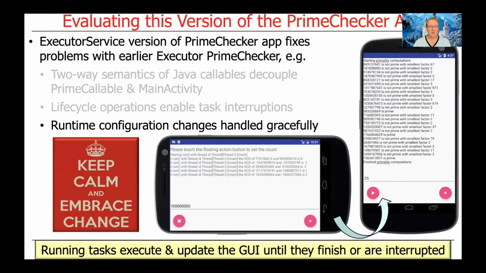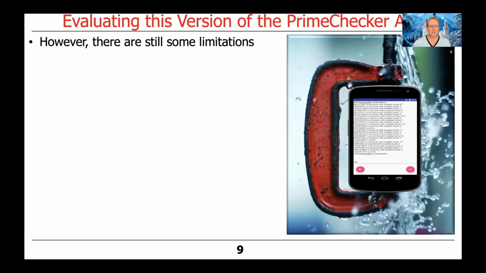As a consequence of all the things we just talked about, the runtime configuration changes are handled gracefully. And in fact, when you rotate the phone, all the computations continue to run in the background. And as soon as the phone is finished destroying the old activity and creating the new one, the information in the new activity that corresponds to concurrent processing that took place while the phone was being rotated will just show right up on the GUI without missing a beat. So that's very cool. It makes things more interactive, more performant. You don't have to stop and restart. So it just makes everything much more seamless.